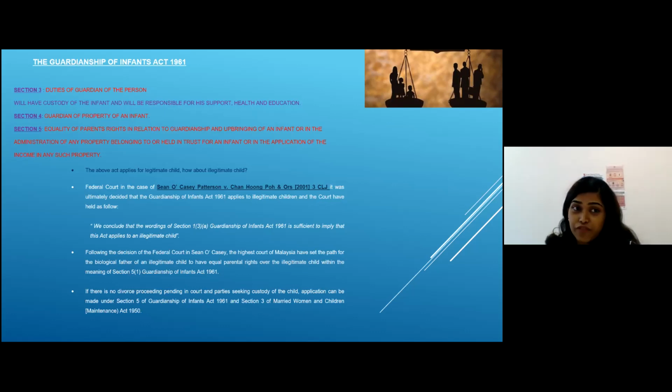So we have section 4. Section 4 is where the guardian of the property of an infant, like if let's say the child has a property, and until the child attains the age of majority, the guardian will have full responsibility over the property. And section 5, on the other hand, is equality of parents' rights in relation to guardianship and upbringing of an infant, or in the administration of any property belonging or held in trust for an infant.